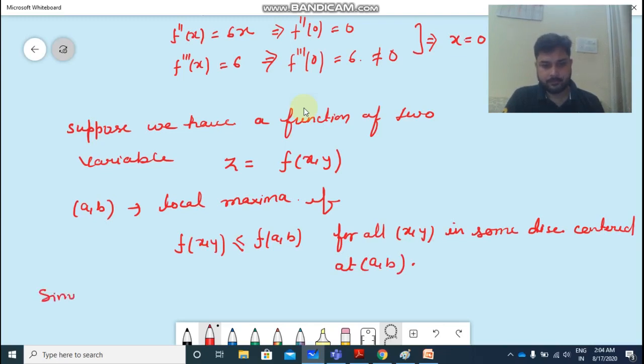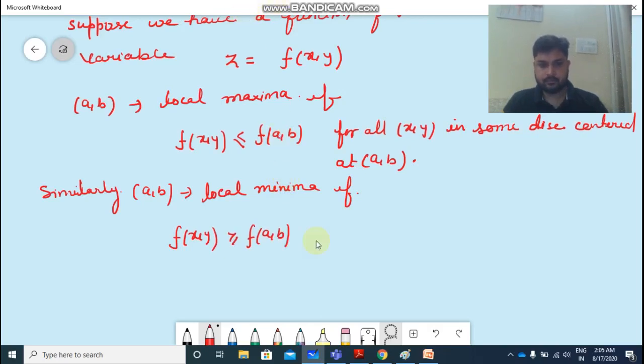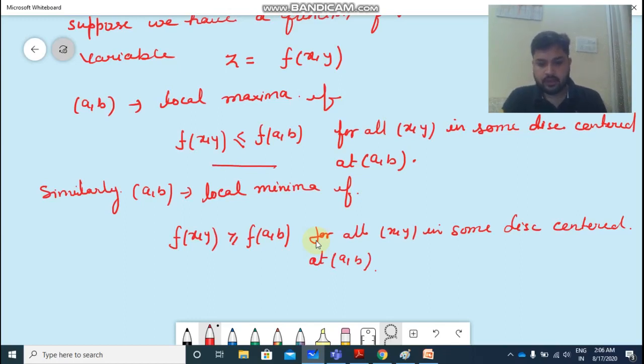Similarly, the point (a,b) is called a local minima if f(x,y) is greater than or equal to f(a,b) for all (x,y) in some disk centered at the point (a,b). So in this way we can find the local maxima and local minima of the given function.